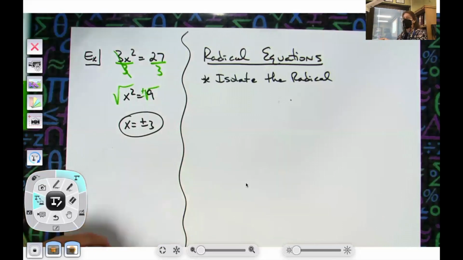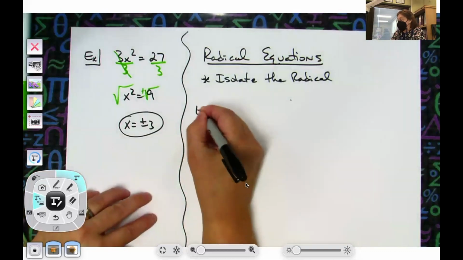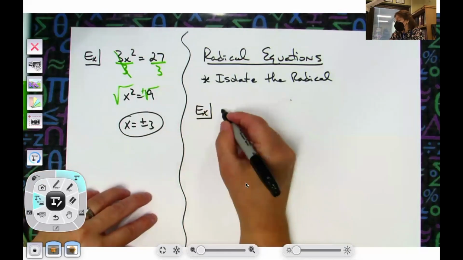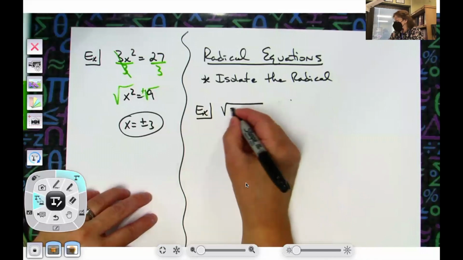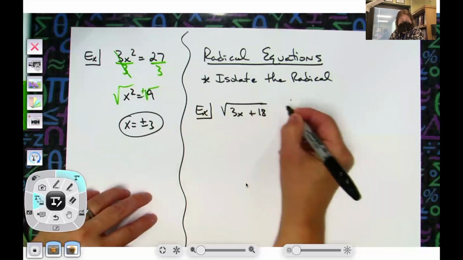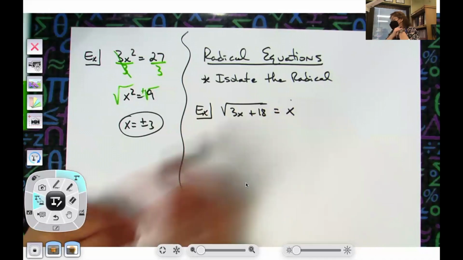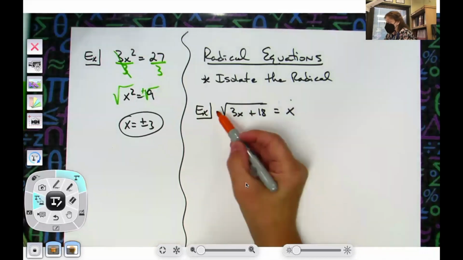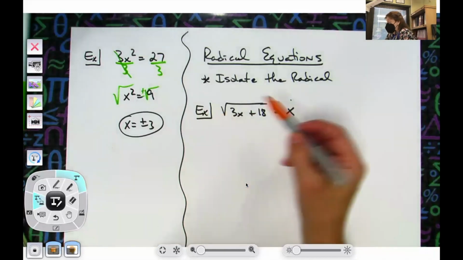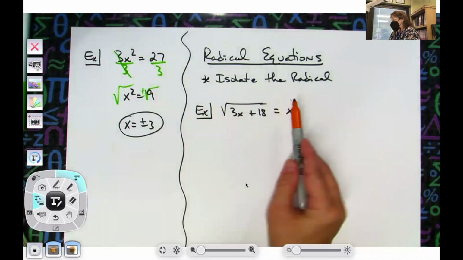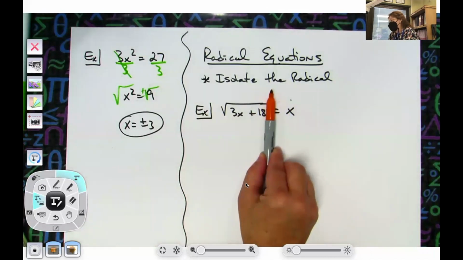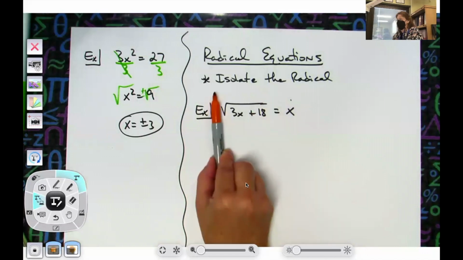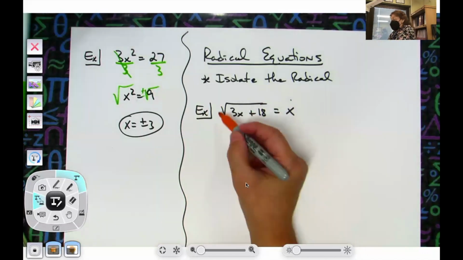Since on the absolute value ones we started with the more complicated ones, on this one, let's start with an easier one. Let's suppose you've got the square root of 3x plus 18, and then it's equal to x. Now, talking about that isolation part, there is nothing being multiplied in front. There is nothing being added or subtracted outside that radical, and between the equal sign there's nothing here and nothing here. So it is isolated. So what's the opposite of square root?